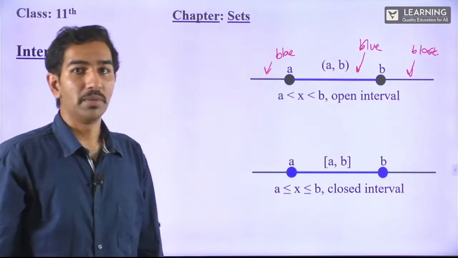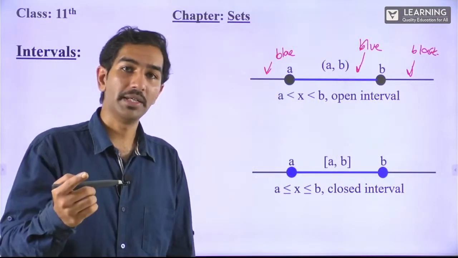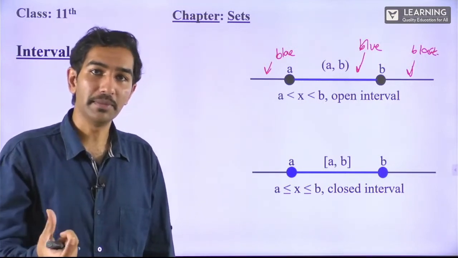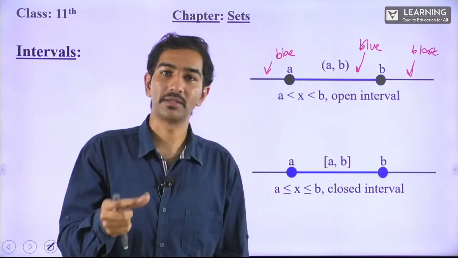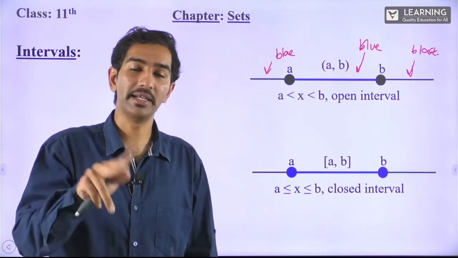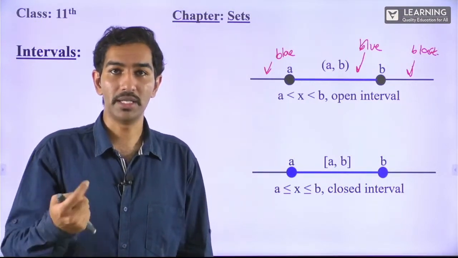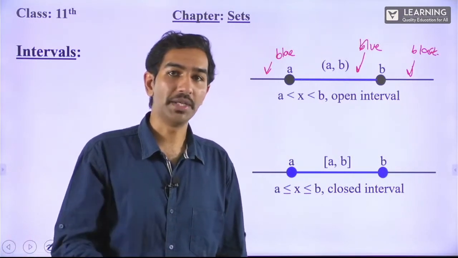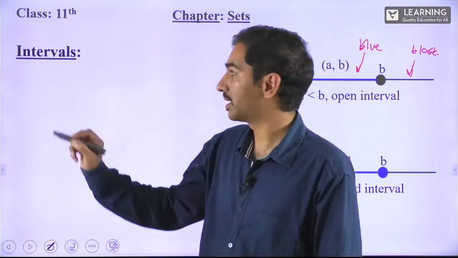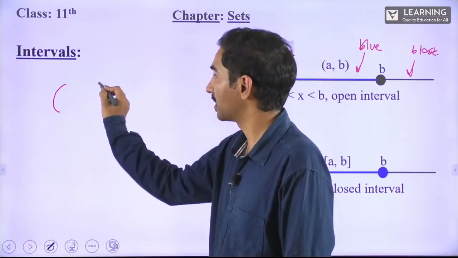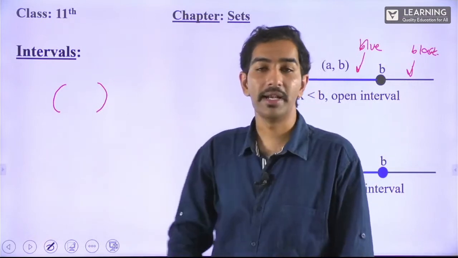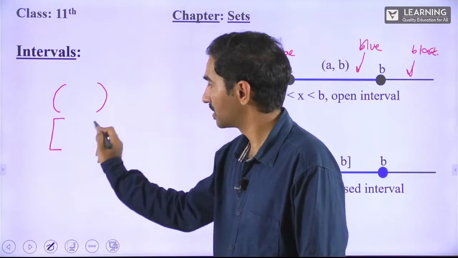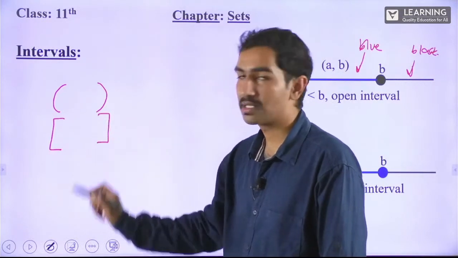Now what is an open interval, students? Open interval and closed interval. First of all, we'll see what is the meaning of interval. Interval means a range of values. That is called an interval. And in intervals we have two types: one is open interval and one more is closed interval. How do you represent an open interval? Open interval can be represented like this with the round brackets. And how do we represent a closed interval? Closed interval can be represented like this with the square brackets.